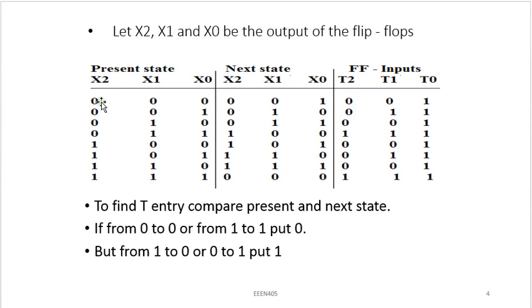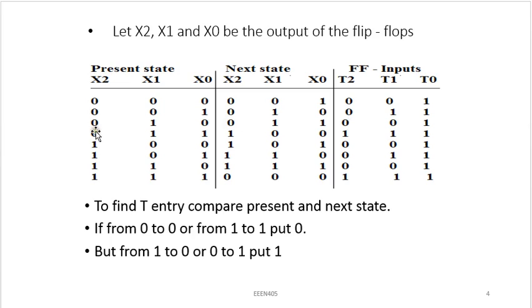Let us take for example here, my present state x2 is 0, the next state is also 0, so they are the same. My t2 should be 0. If you look at the second one, x2 is 0, and here in the next one, x2 is 0, we put 0 for the t. The third one, x2 is 0, x2 is 0, and our corresponding t2 should be 0.